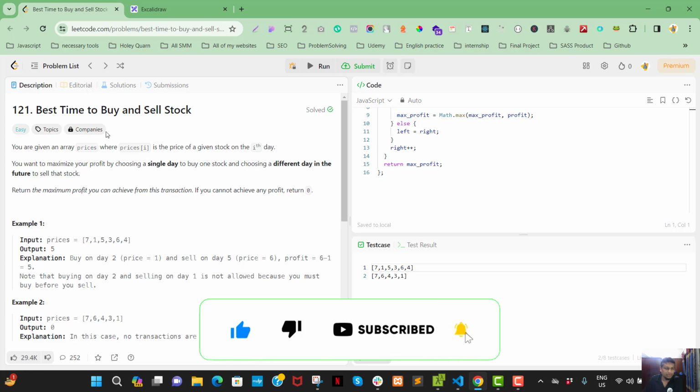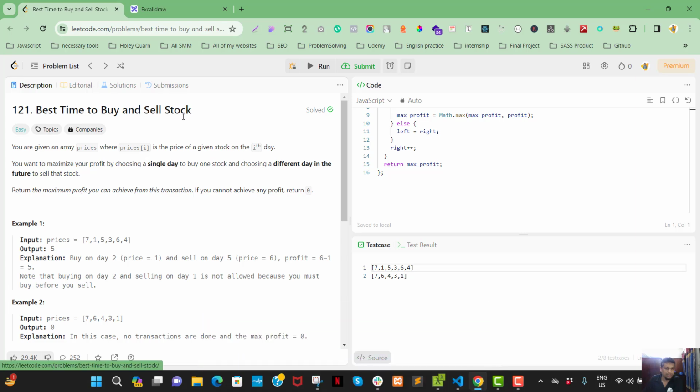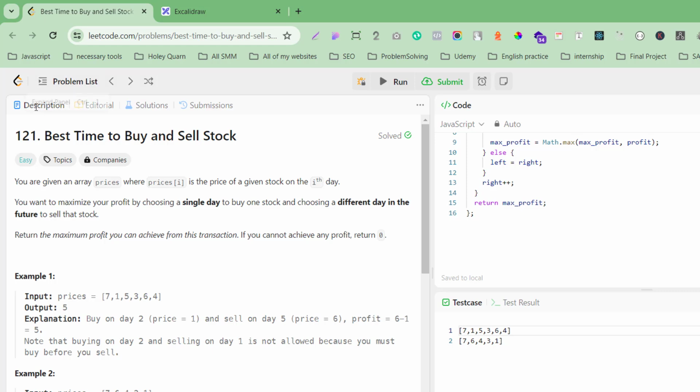So today we are going to solve this problem: Best time to buy and sell stock. This is an easy problem in the array section, maybe.